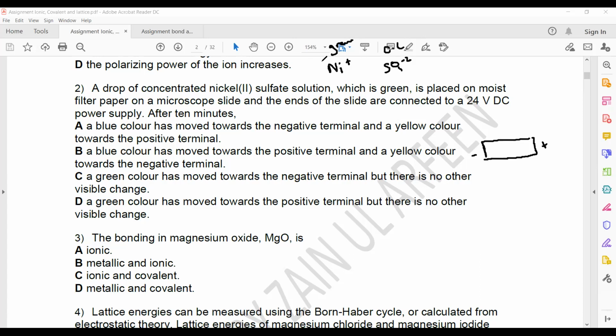Why? Because the green color, the nickel ion, is attracted towards the negative terminal. The sulfate ions are also attracted, even though they are attracted, but their motion or movement is not observable because they are colorless.